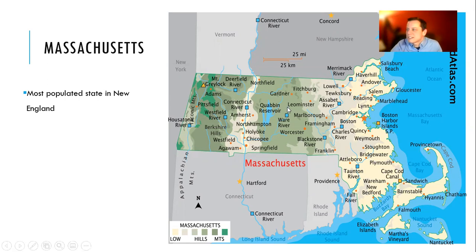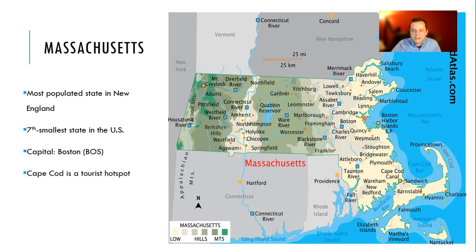This is Massachusetts. It is the 7th smallest state in the US, even though it is the most populated in New England. Capital city is Boston, and you can see that is here where the star is. And a few places that tourists might want to go is Cape Cod, and that's our peninsula here with Provincetown right at the tip.